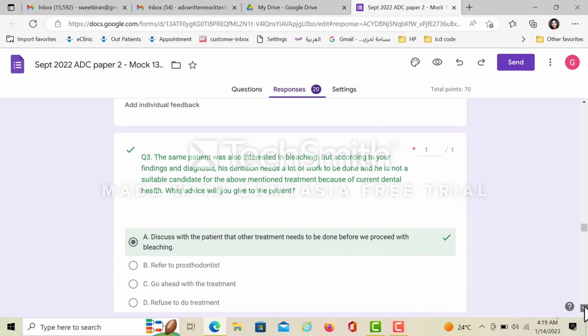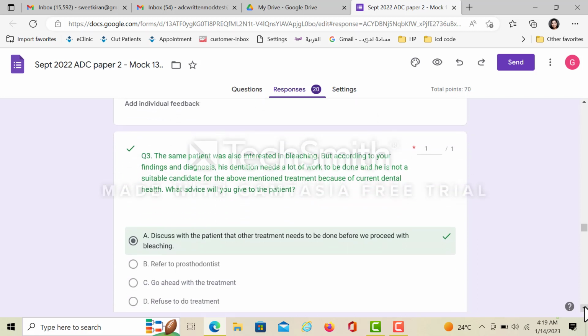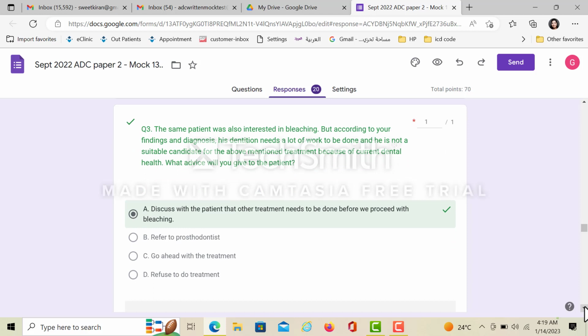The same patient was also interested in bleaching, but according to your findings and diagnosis, his dentition needs a lot of work to be done and he's not a suitable candidate for the bleaching procedure because of his current dental health. So, what advice will you give to the patient? Discuss with the patient that other treatment needs to be done before we proceed with the bleaching. That is the right option.